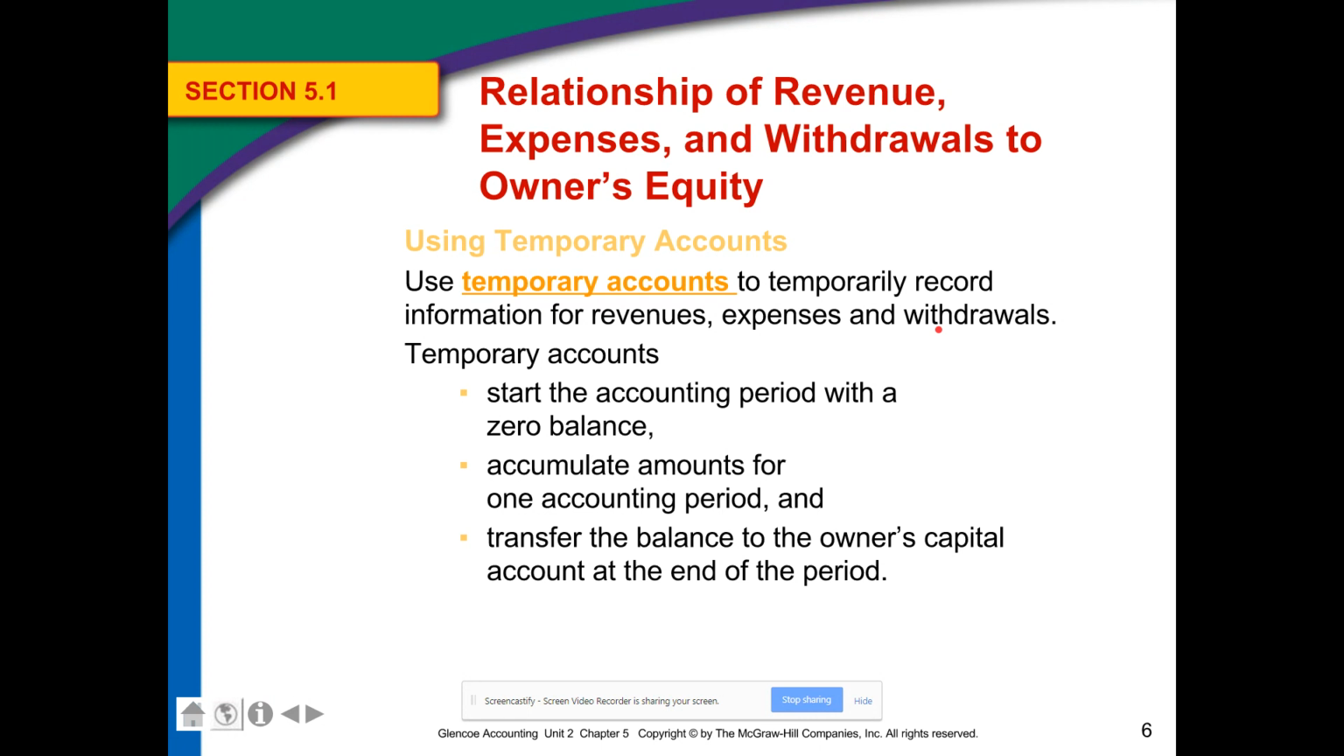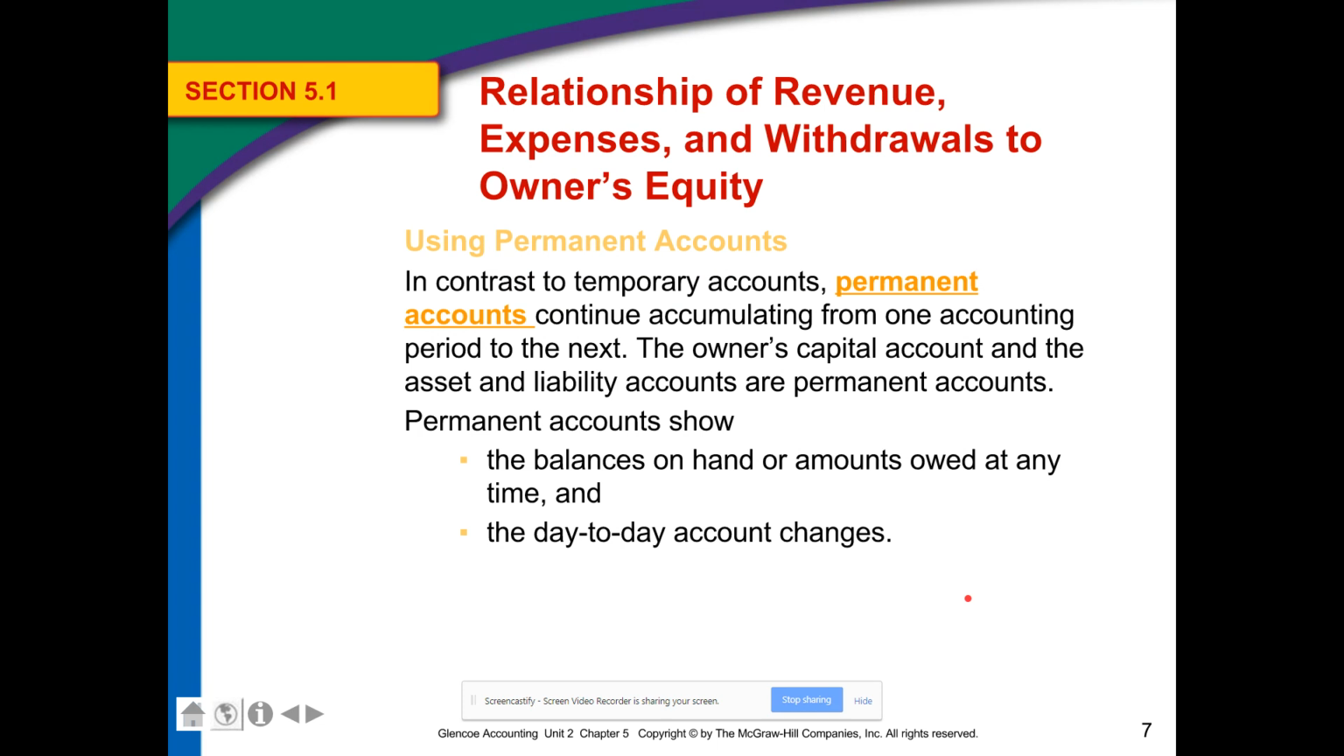And then withdrawals is a special kind of account. When the owner takes money out of the business, takes an asset out of the business, we're going to use this withdrawal account. So they always start with a zero balance, and then they accumulate for one accounting period, so for 1 month, and then we transfer those balances over to owner's equity.